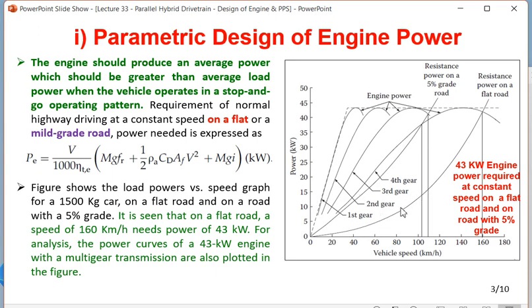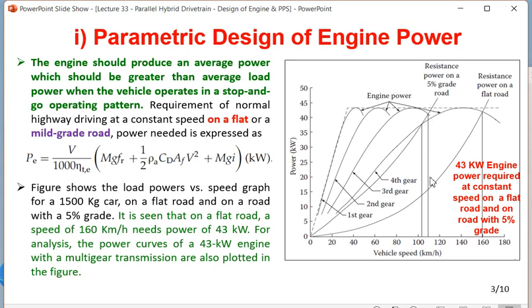So this is the graph going up. This is the graph for resistance on a flat road. So to achieve around 105 kilometer per hour, so 105 is in between 100 and 120, we have to generate around 15 kilowatt by the engine. But whenever the vehicle is on a 5% grade, that means 5% is the gradient, tan theta is equal to 0.05.